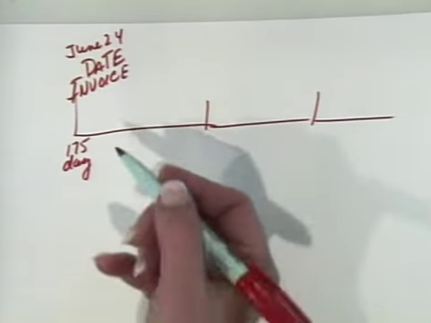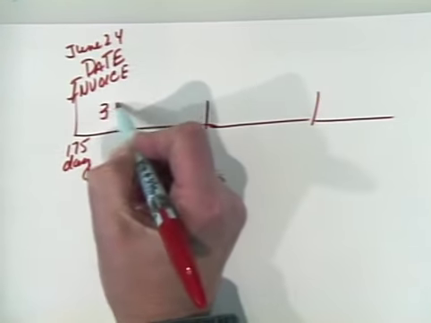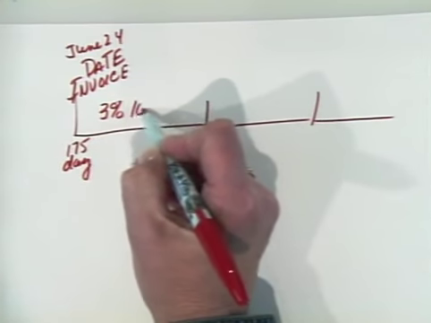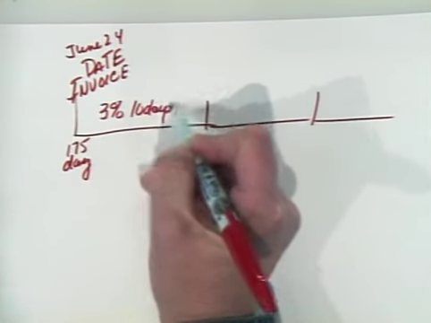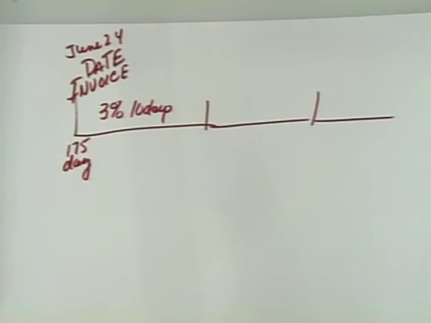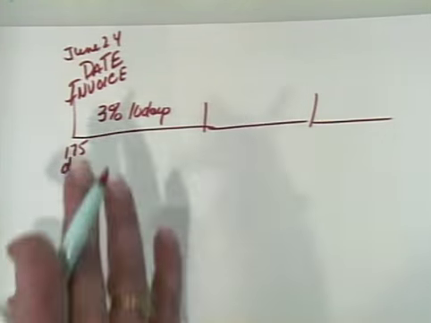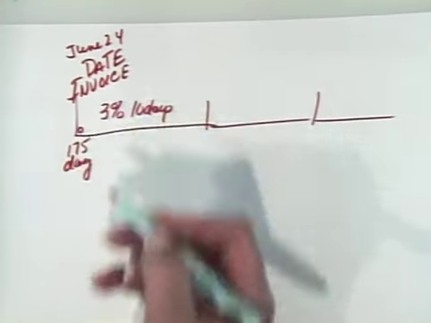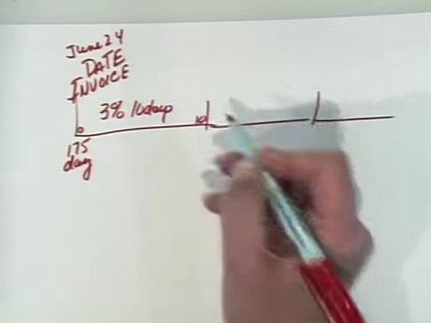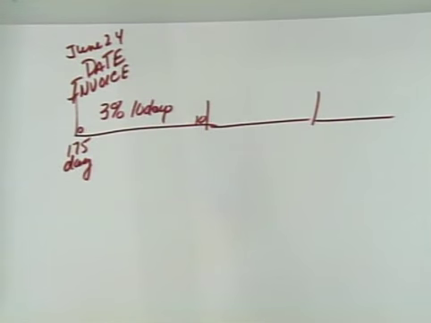Okay. What my invoice says is I get a 3% discount for 10 days. Is that all right? Looks very much like the number line that we used for profitability, doesn't it? Kind of go from left to right. So this is day 175. Day 175 is day 0. 10 days later, the discount ends.